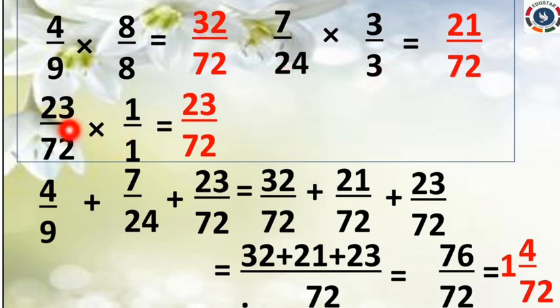Then third fraction you take and write, 23 by 72. Already we have 72 in the denominator, same value. So you multiply by 1 by 1. It is equal to 23 by 72. And take and write in the question. Then substitute the values for all. Then finally you get 1 4 by 72. So each and every question you take and write correctly, in order.